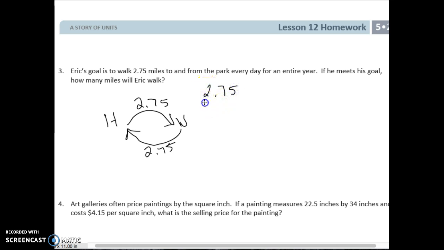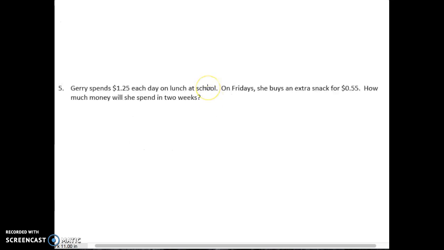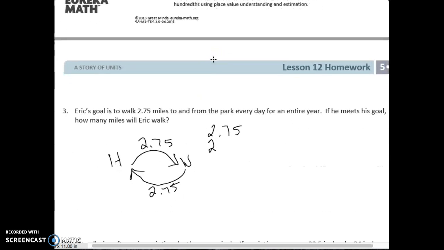2.75, we have to line up our decimals when we're adding. We have to make sure that doesn't move. 2.75. Now when we add 5 plus 5, 10. 5 and 7. Oh, we're adding. 14 plus 1, 15. 2 plus 2, 4 plus 1 is 5. 550. So that's 5 miles and 50 hundredths of a mile every day.